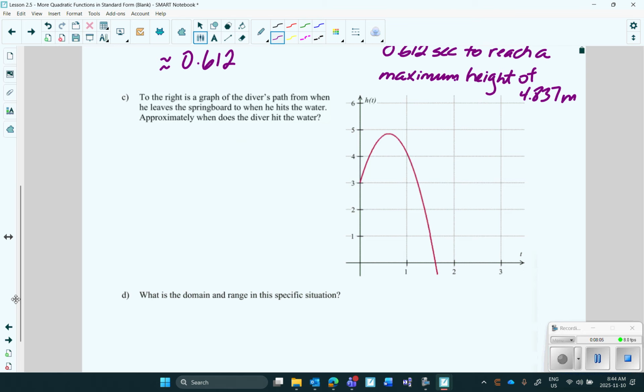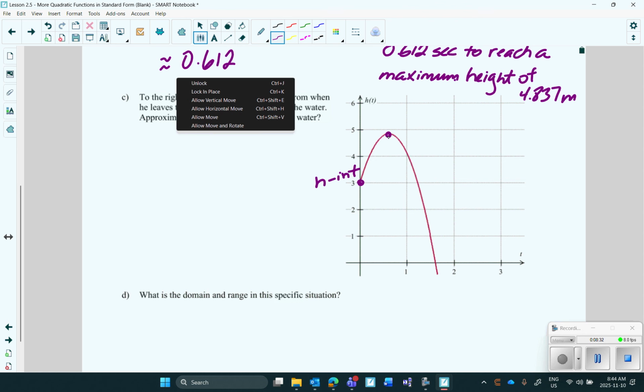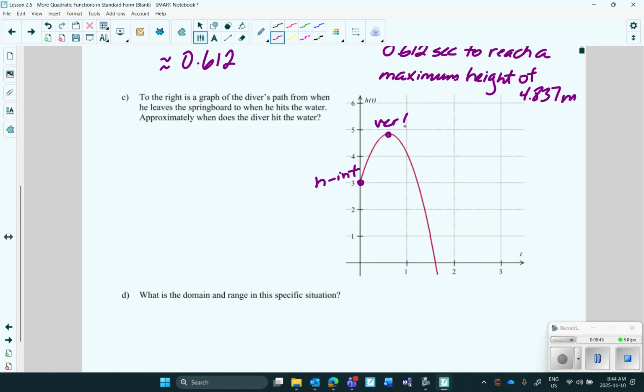Like we looked at briefly, here's a visual representation of the dive. And we can include the numbers that we found. So here, what's the h-intercept? Of 3. So the diver launching off the diving board goes up, takes how long to get from here to here? 0.612, and then notice almost at a height of 5 meters, or 4.837. So this is the vertex.